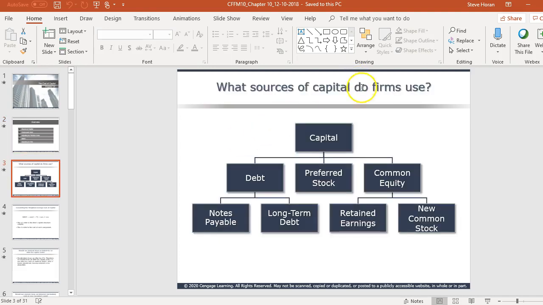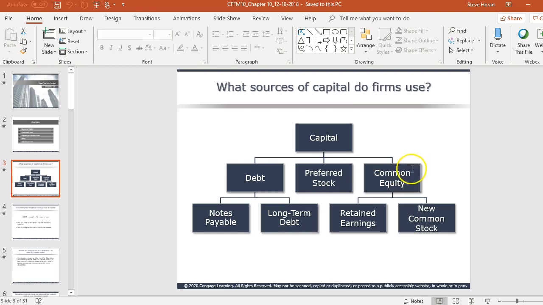And this is a good slide to help you understand where capital comes from. Just think capital is resources. Corporations, businesses need resources to go out and expand, launch new products, do what they do. And so the sources of capital are three: debt, preferred stock, and common stock. Under debt, companies can do short-term notes payable or more long-term debt. And generally, long-term debt would be more like bonds, long-term bank loans.